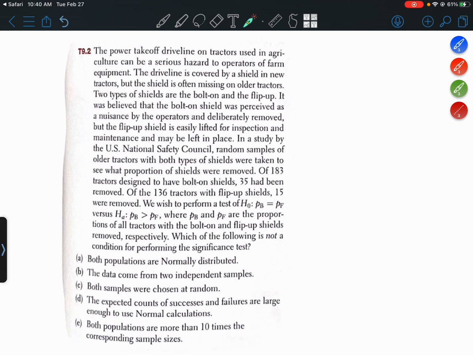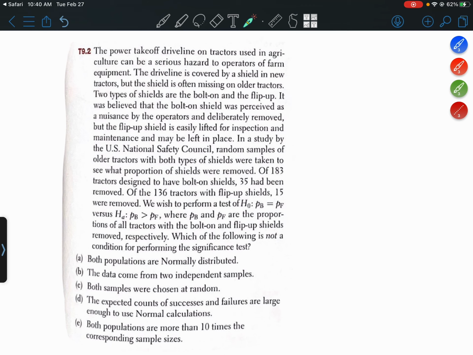National Safety Council, random samples of older tractors with both types of shields were taken to see what proportion of shields were removed. Of 183 tractors designed to have bolt-on shields, 35 had been removed. Of the 136 tractors with flip-up shields, 15 were removed.